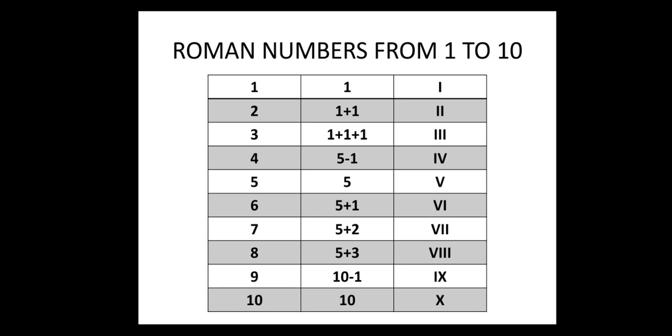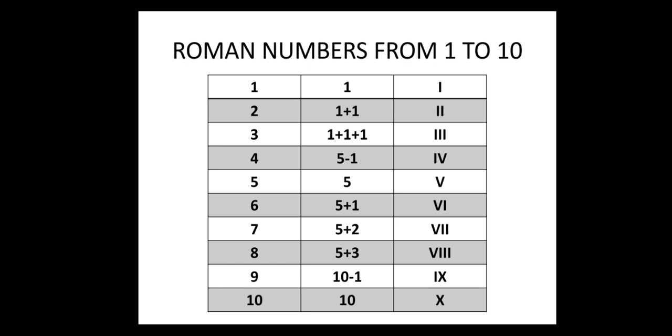Now let's see how we write Roman numerals from 1 to 10. 1 means I, 2 is 2 times 1, that is II, 3 is 3 times 1, that means III. Now for 4, we cannot repeat 1 four times, because the rule says we cannot repeat any Roman numeral more than 3 times. So here we are going to subtract 1 from 5. That means we write V after I. That is 4 is IV.